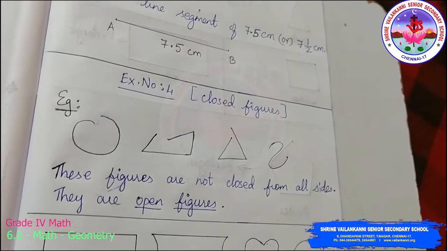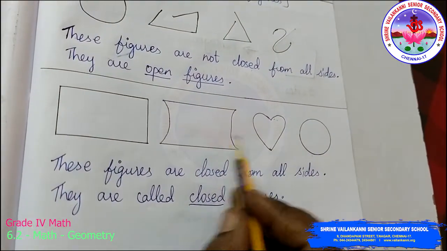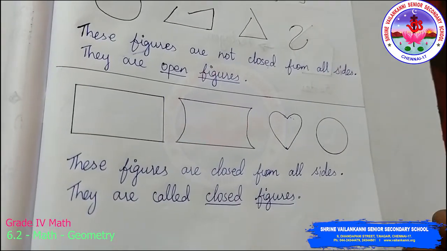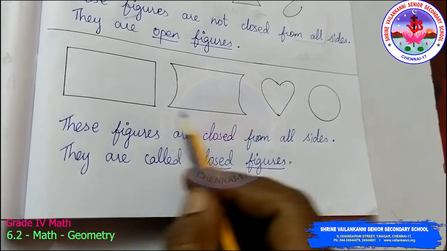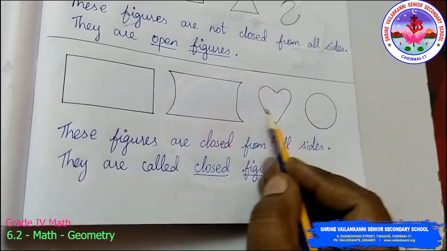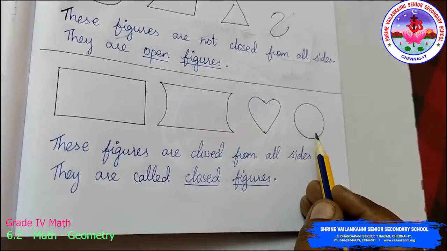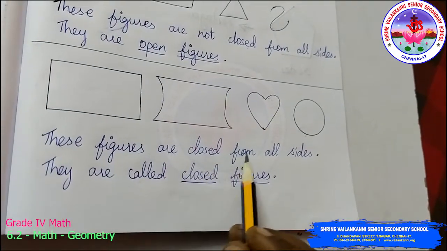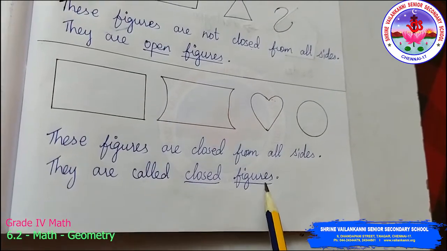Next, here I have drawn 4 pictures. If you compare all the 4 figures, you can see all the sides are closed. There is no gap on any side. The similarity between all these 4 figures is that all the sides are closed. These figures are closed from all sides, and that is why they are called closed figures.